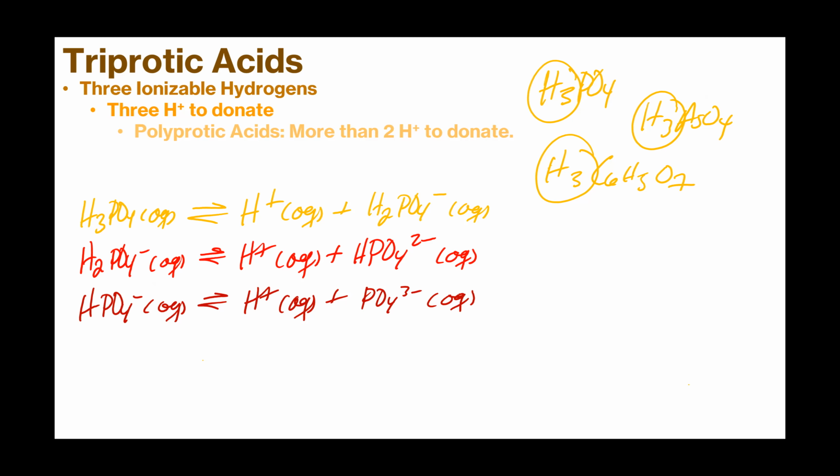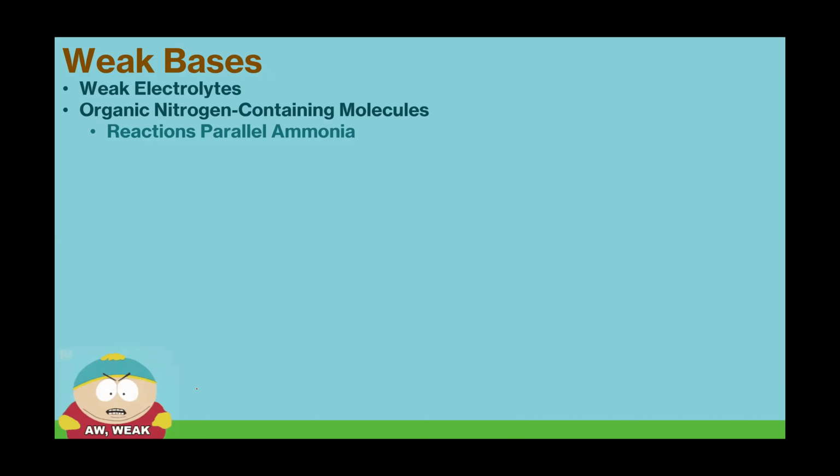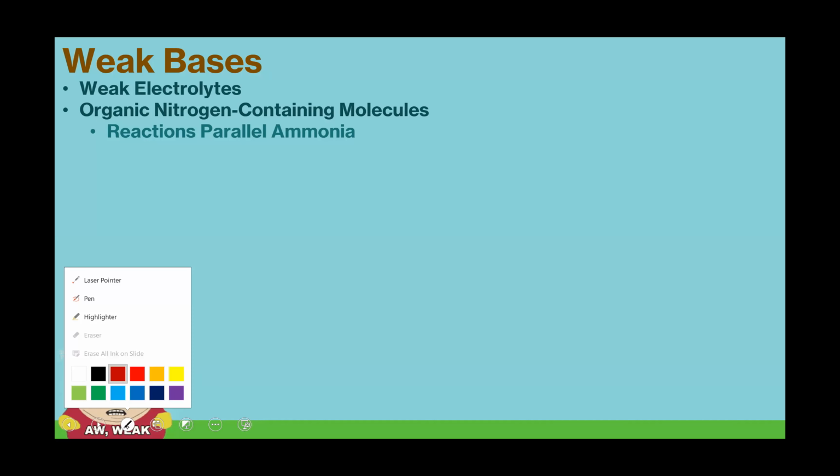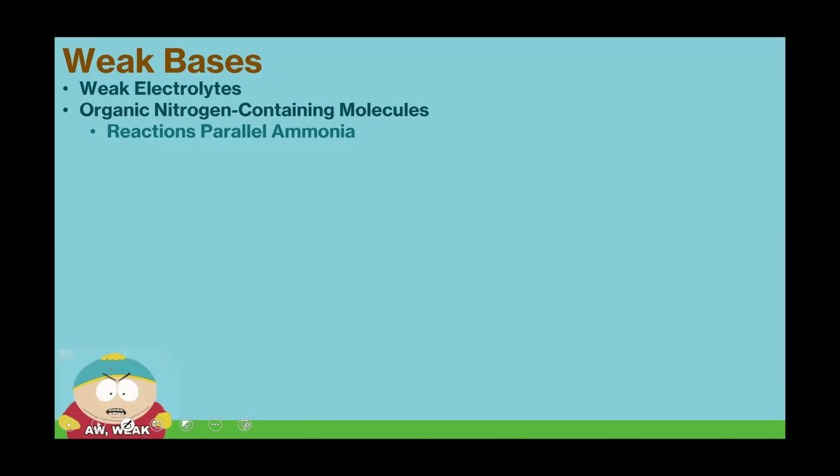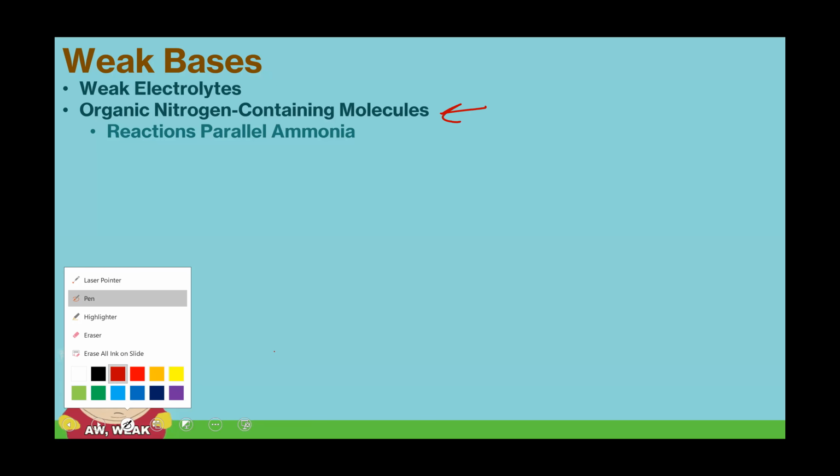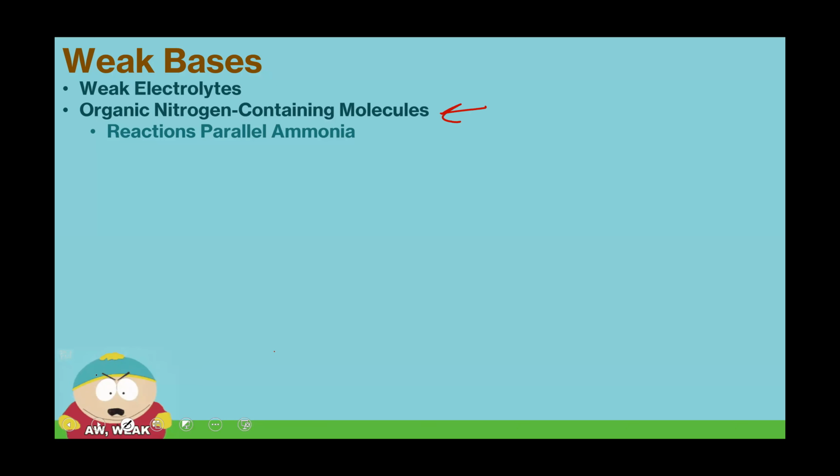Okay, let's take one more step. We'll talk about weak bases. Weak bases are weak electrolytes. Remember, our strong bases are the ones that are the soluble hydroxide compounds. We said that at the beginning. The weak bases are organic compounds that contain nitrogen, for the most part, and they're all going to react in similar patterns to ammonia.